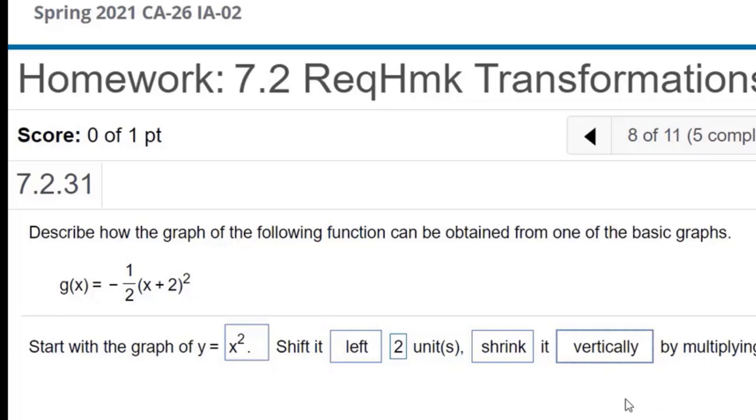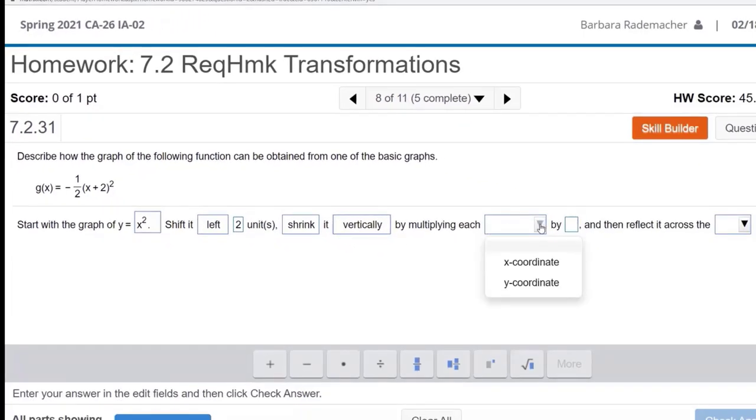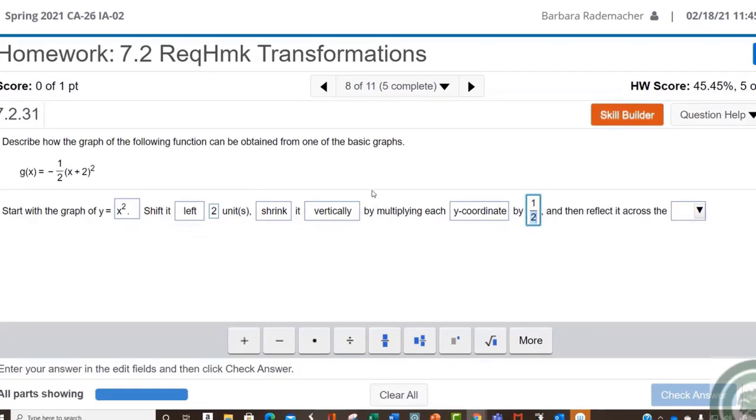You haven't learned about horizontal shifts yet. I mean, horizontal shrinks and all that stuff. You're going to shrink it vertically by multiplying each y coordinate, because it's vertical, by this fraction 1/2, not negative 1/2. One divided by two. And then reflect it across the x-axis. That minus sign is used separately. It's a separate transformation. Let's see if I'm right.